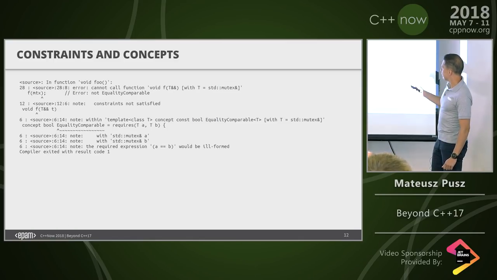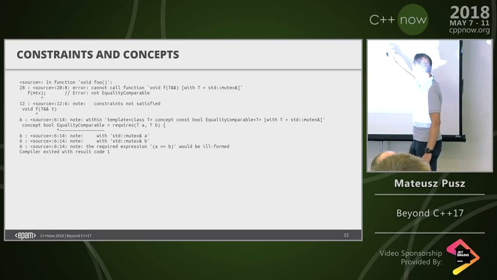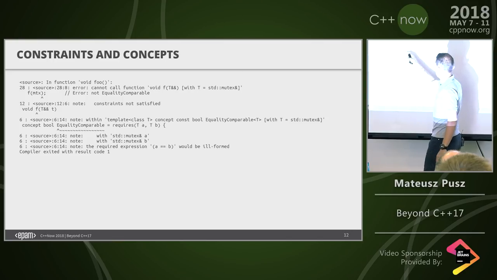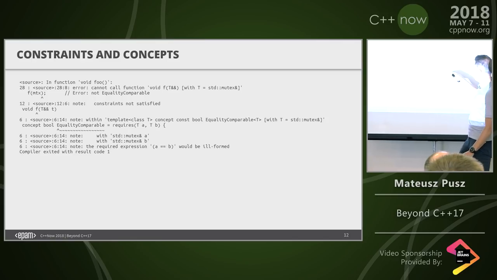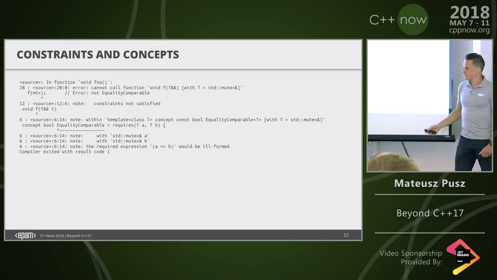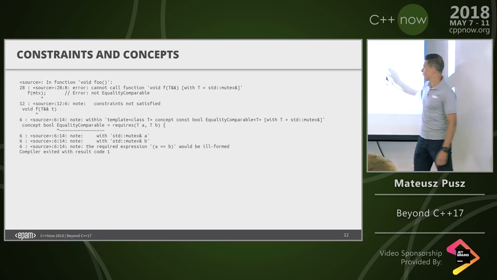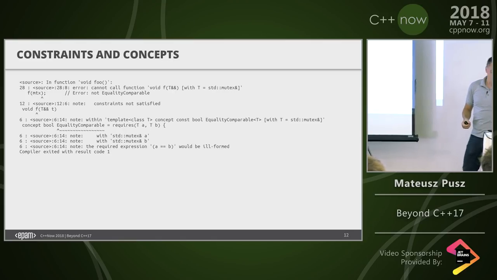And now you get a nice error message saying that you cannot call the function void f of T ref because mtx is not EqualityComparable, because constraints are not satisfied, because this expression would be ill-formed. So basically, this is how the compiler will handle those things, and it is the end of the error log, yes? Which is much different than the previous case.